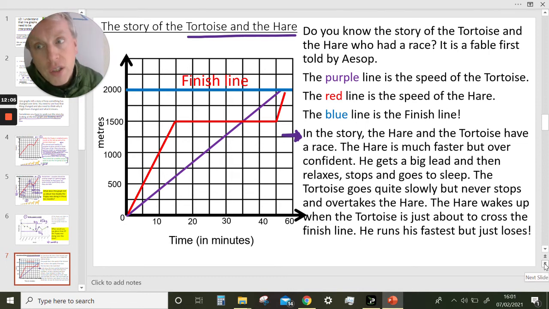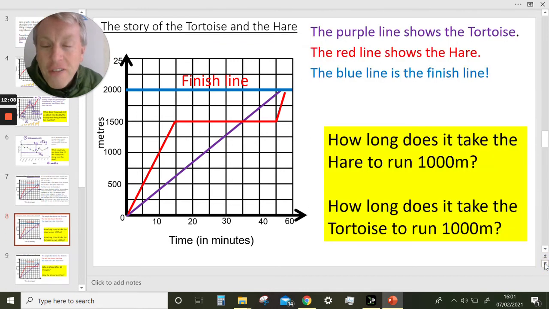So, it's not a real story, but this line graph imagines the story. So we've got two different lines here to look at first. The purple line shows the tortoise.